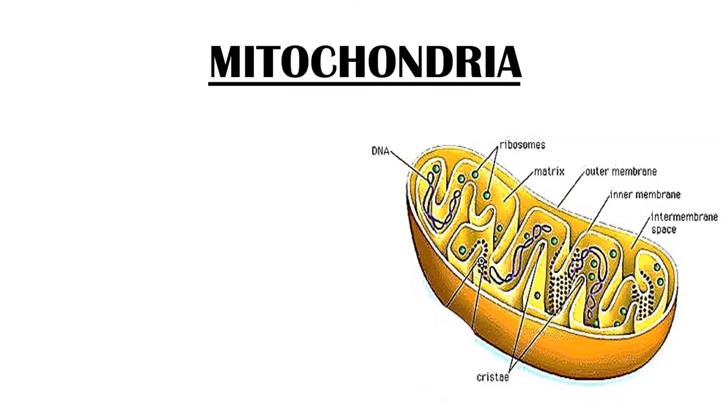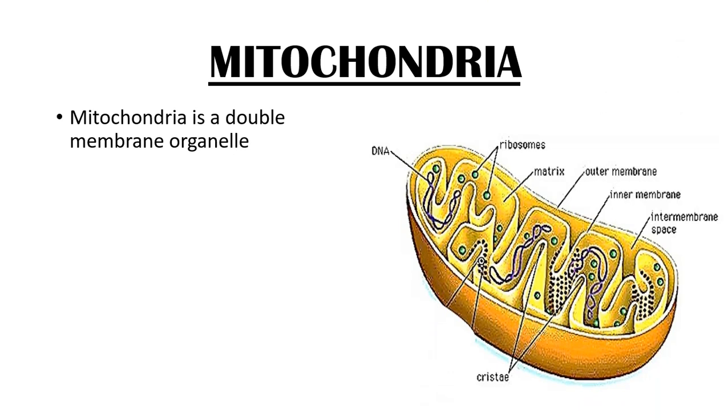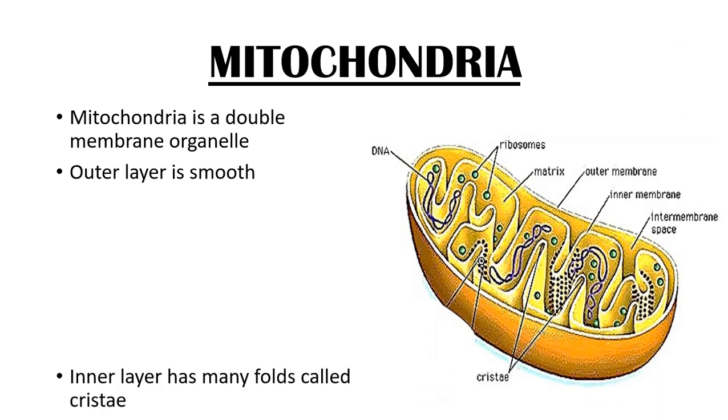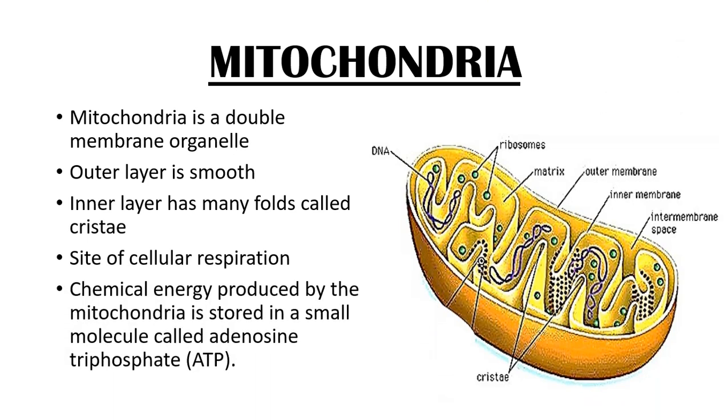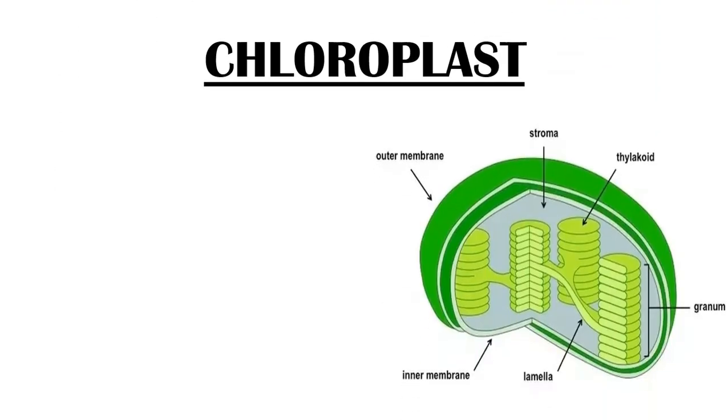The next important part of the plant cell is the mitochondria. Mitochondria is also a double membrane organelle found only in eukaryotic cells. The outer layer is smooth while the inner layer has many folds called cristae. Mitochondria is a site of cellular respiration, and mitochondria is also called the powerhouse of the cell because all the chemical energy is produced in the mitochondria in the form of ATP, also called adenosine triphosphate.